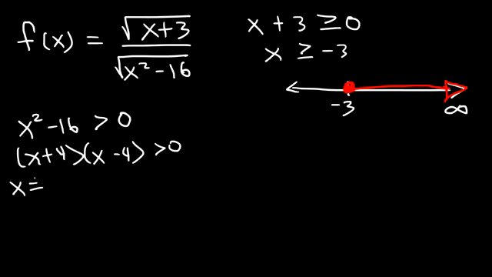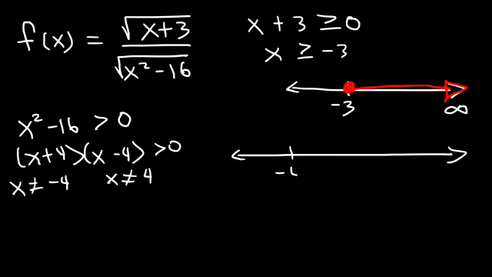So x can't be -4 and x can't be 4. But it can be equal to values in between. So we're going to make a second number line. Now the reason why it can't equal it is because we don't have the underline symbol. It's only greater than 0 but not equal to 0. So let's start with an open circle at -4 and 4.